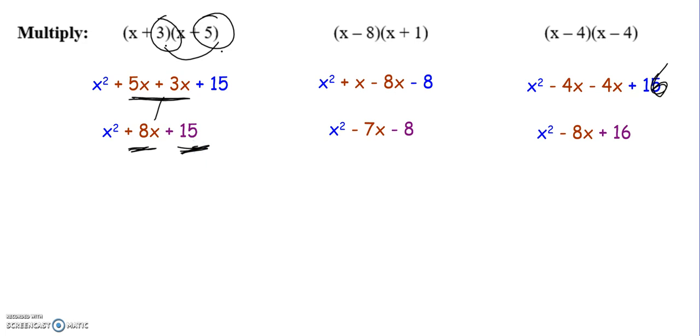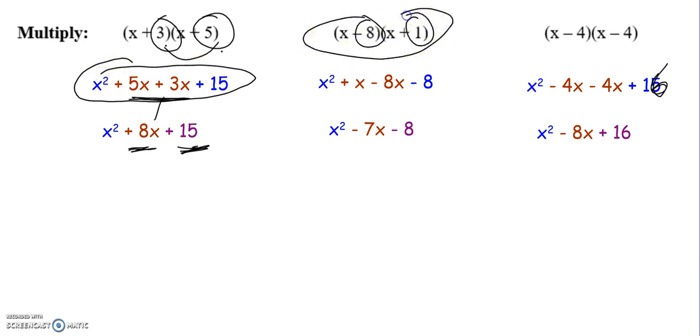So I've done these so long, I don't do this step. I just instantly look at these and say, okay, I have to add these. That would be negative 7. I have to multiply those. That would be negative 8. And I instantly know the last one.